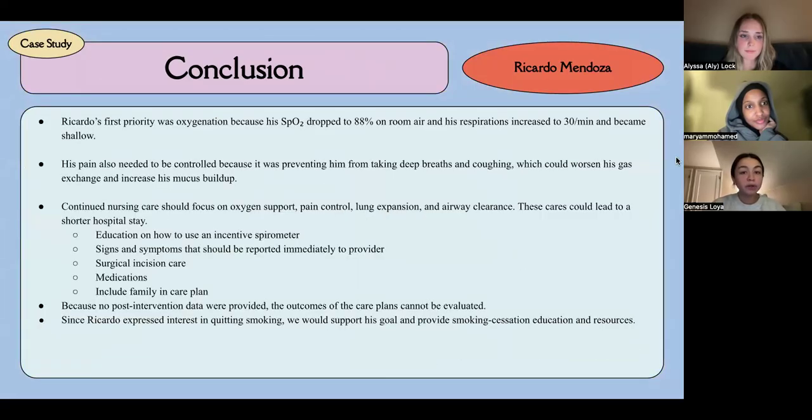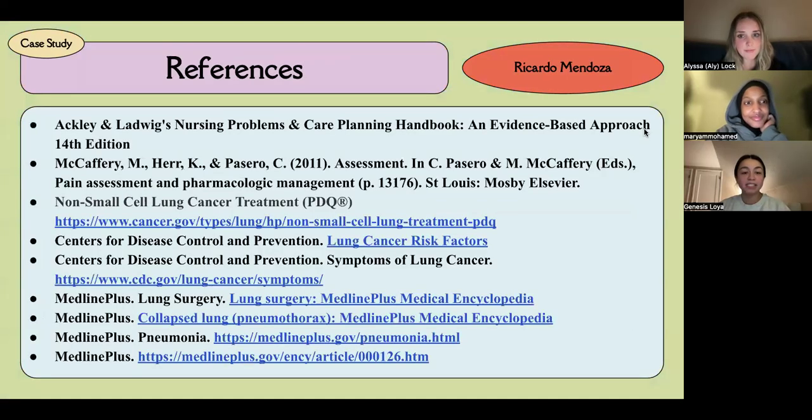To conclude, we noticed that Ricardo's first priority was oxygenation due to his dropped oxygen levels. We also want to control his pain in order for him to increase his breathing. And also we want to focus on education on the incentive spirometer, signs and symptoms that he should report, the surgical incision care, medications, including family in his care plan, and also help with his health promotion and quitting smoking. These are our references.